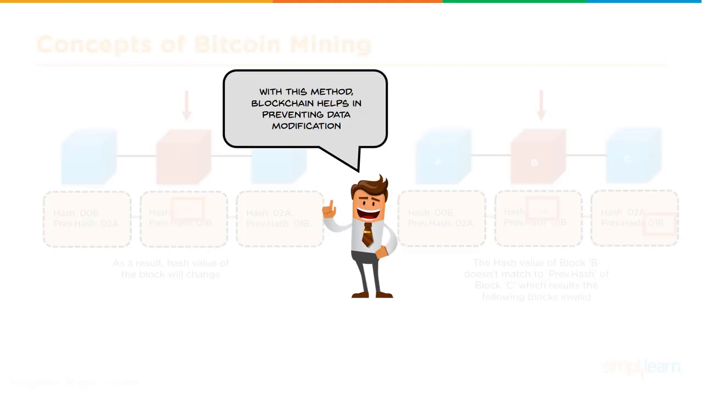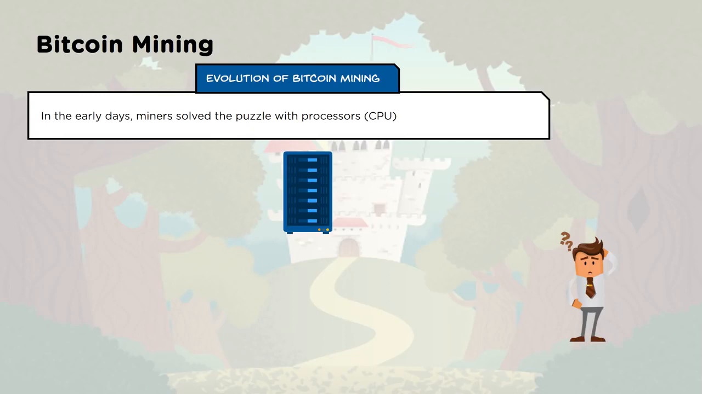So with this whole thing, the blockchain is making sure that the entire sequence remains non-hackable and prevents data modification. Now let's see what the underlying hardware requirements for Bitcoin mining are and how the hardware has evolved.